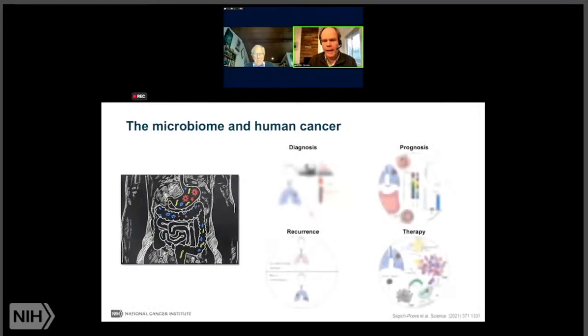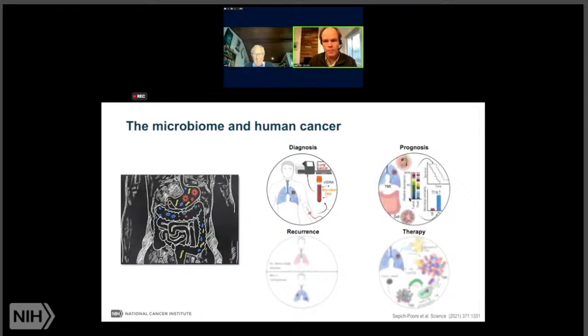And there are certain aspects we know that we can use this for diagnosis. We can identify DNA in blood. We know that we can use this as a prognostic marker. There are different ways we can utilize microbiota therapeutically. These are all ongoing research studies on how we can potentially use the microbiome to understand metastasis.